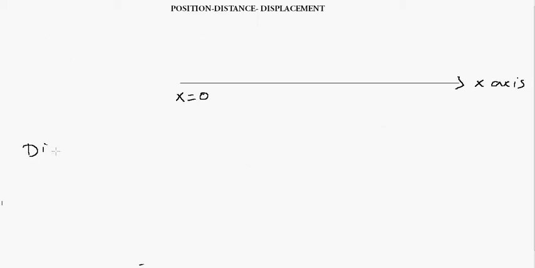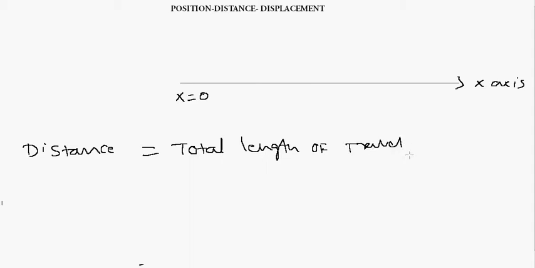Distance is the total length of travel, which means it is the total distance you travel.